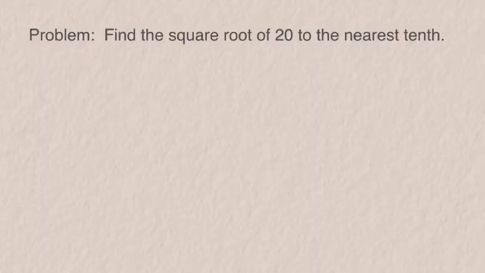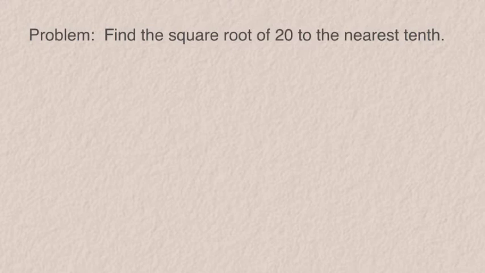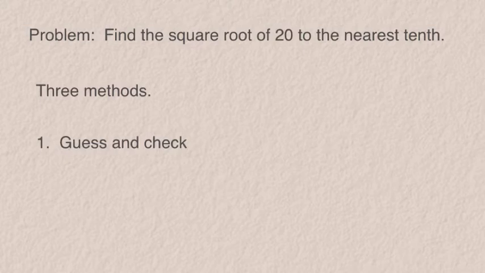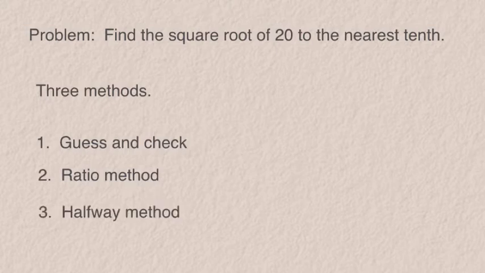So what we're going to be looking at is the problem, find the square root of 20 to the nearest tenth. And we have three methods that we're going to look at today in order to help us find the approximation of the square root of 20. The first method is the good old guess and check method. The second method is called the ratio method. And the third method will be what we call the halfway method.